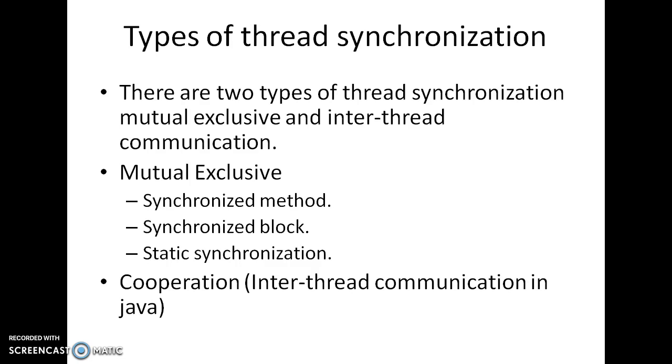How do we achieve synchronization in Java? There are two ways to achieve thread synchronization. One is mutual exclusion, and the other is cooperation. In mutual exclusion, we use three ways: a synchronized method, a synchronized block, and static synchronization. The second one is inter-thread communication in Java. In this session, we are going to focus on the synchronized method.